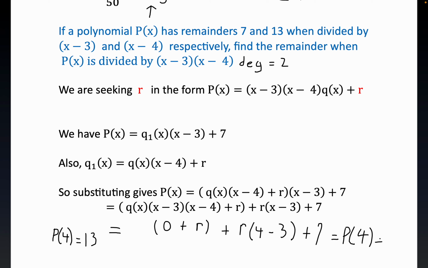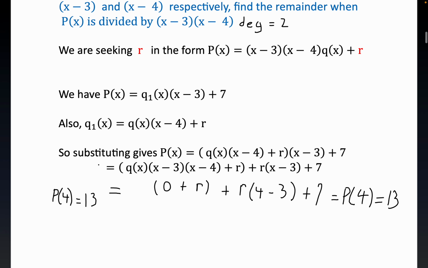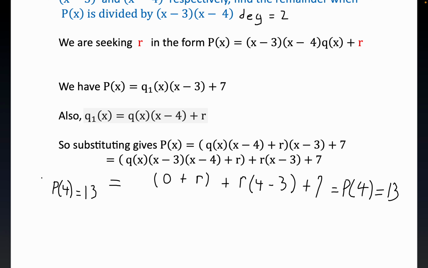And that's given information. Again, folks, this follows from something called the remainder theorem. So what do we end up with here, ladies and gentlemen? We end up with r. 4 minus 3 is 1, so we have r plus 7 equals 13. And what does that imply? That implies that r is equal to 6.